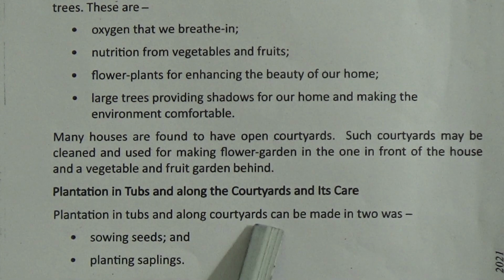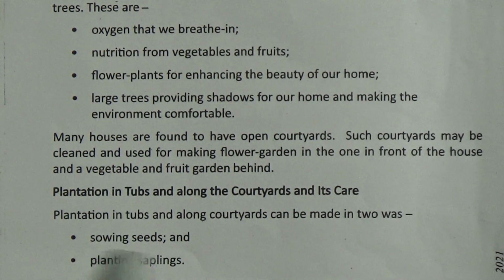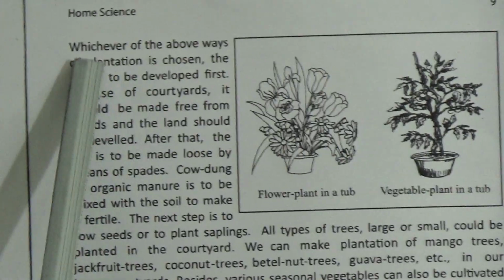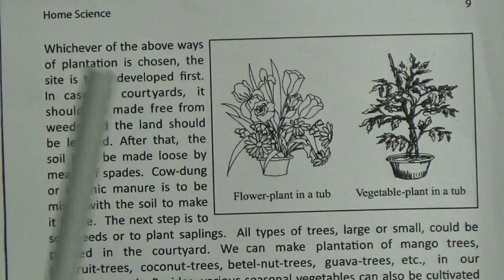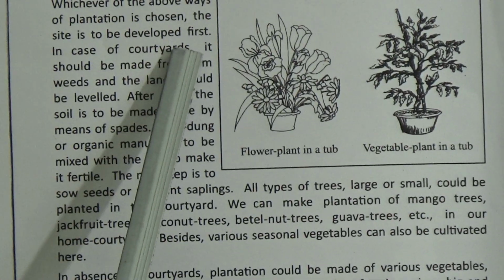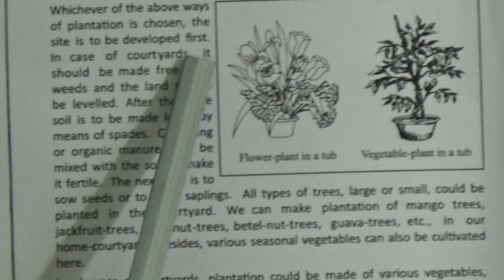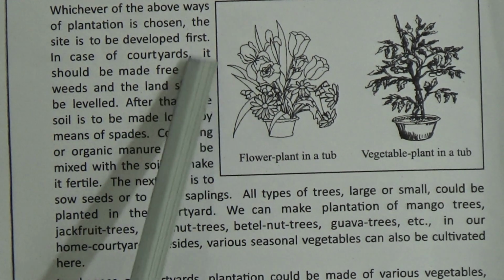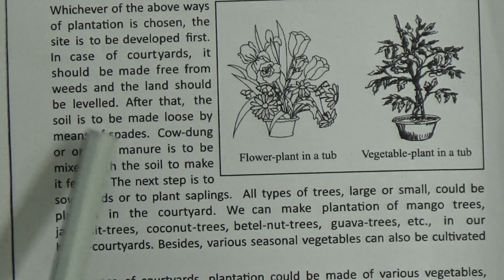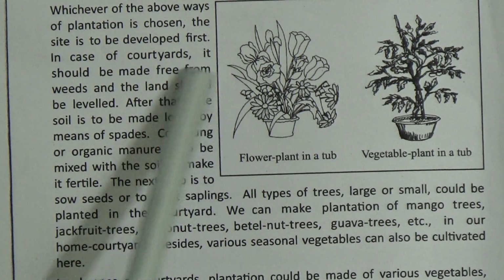Plantation in tubs and along courtyards can be made in two ways. We can plant our trees. Number 1, sowing seeds, and number 2, planting saplings. Saplings means small trees, small plants. Whichever of the above ways of plantation is chosen, the site is to be developed first. So whichever of these two ways you select, the first thing is that you have to develop your site first.